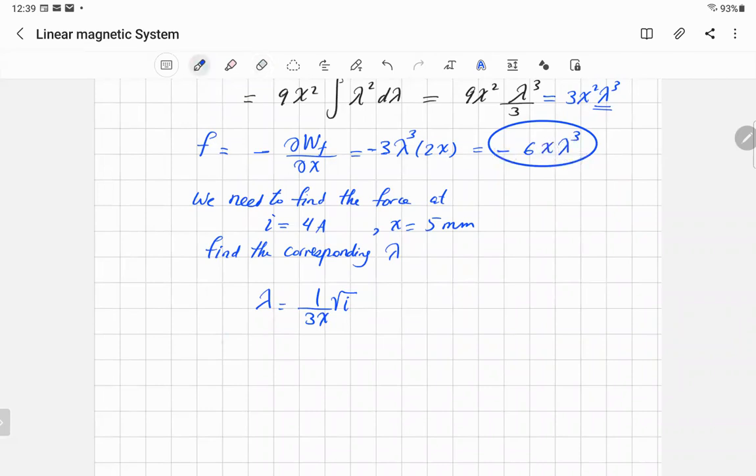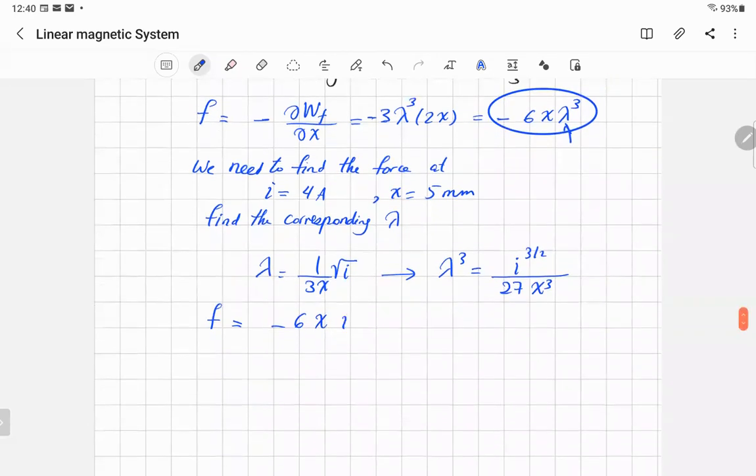So now we have the force. Force is equal to negative 6x lambda cubed. So I will cube this one. Lambda cubed will be, if this is I to the power half, I to the 3 over 2, and you have 3 times 3 times 3, that's 27, and x cubed. So I got lambda cubed, and I replace it in this equation. So you have I to the 3 over 2, and on the bottom, you get 27 x cubed.